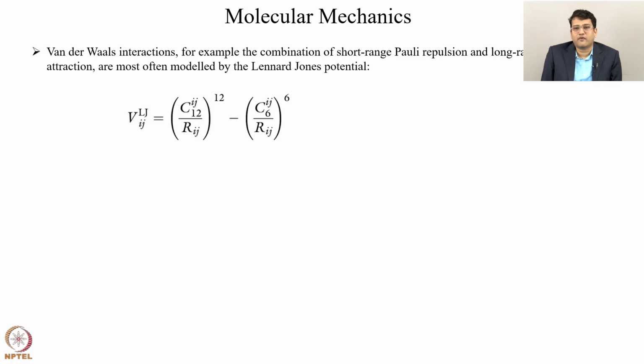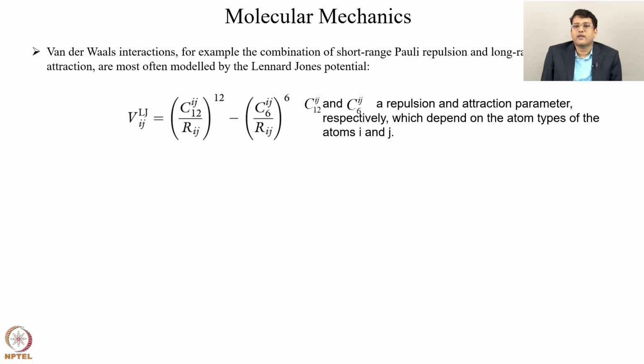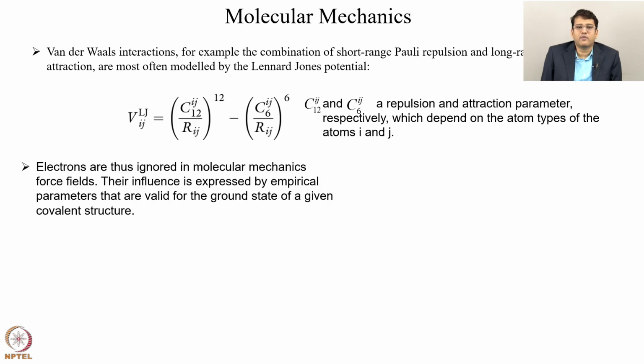So, this is the functional form where this r to the power 6 dependent term is an attraction parameter, which is like a long range dispersion, and the r to the power 12 term depends upon a repulsion parameter, which depends upon the atom types I and J. So, this is the Lennard-Jones form of the potential. You can have other forms of the potential also, the Buckingham potential, and many other forms are possible.